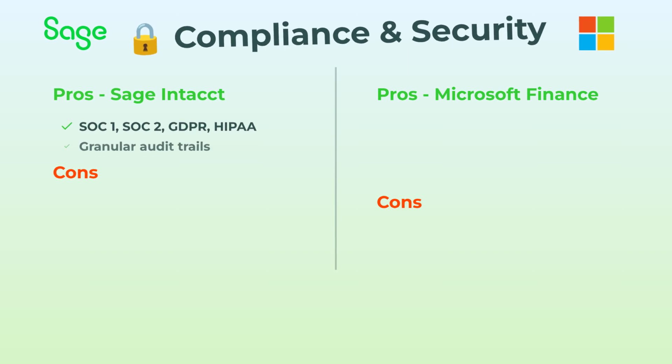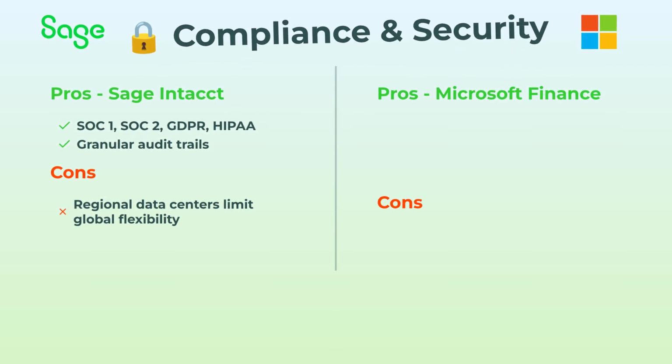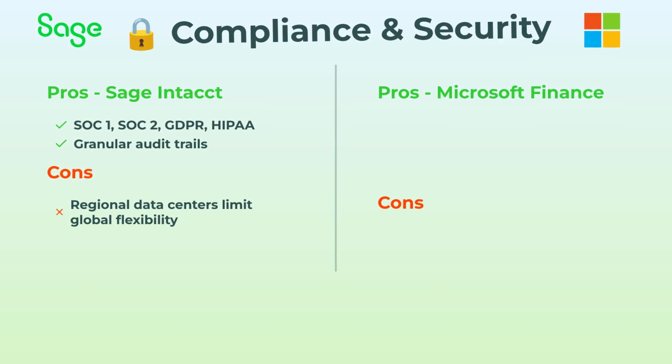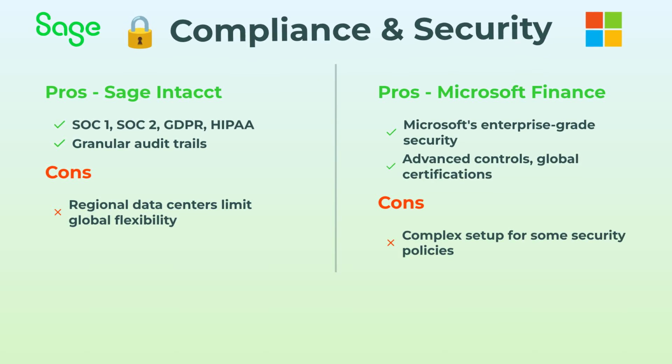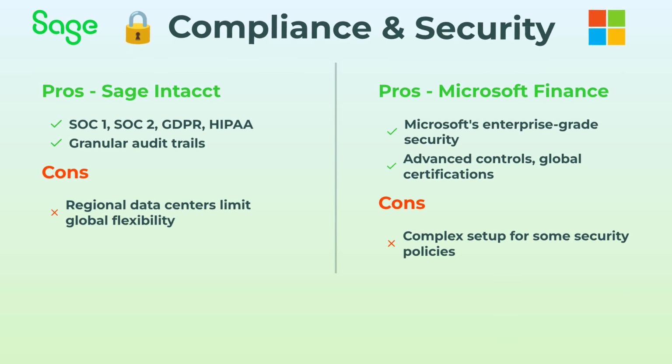Alright, last but definitely not least, compliance and security. Both of these players are on point. Sage Intacct has all the badges: SOC 1, SOC 2, GDPR, HIPAA, and really granular audit logs. Only downside: if you want global flexibility, regional data centers might make things tricky. With Microsoft, you're looking at that gold standard enterprise-grade security with a stack of certifications. Setting it all up can be a headache, but once you do, it's rock solid.